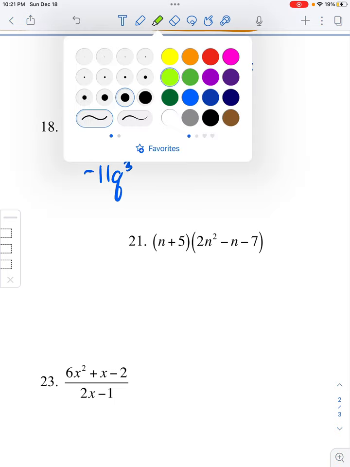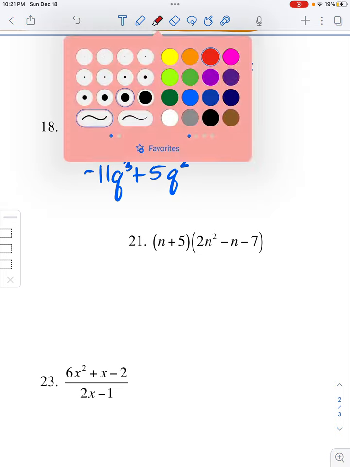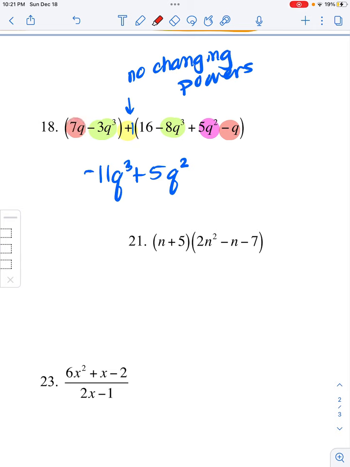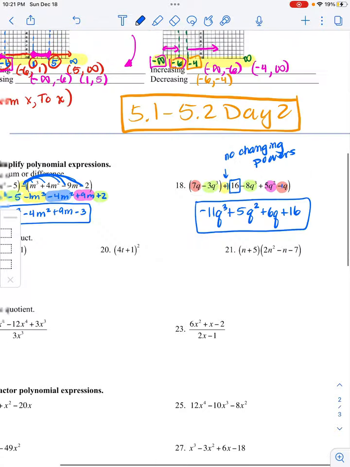Next power down should be to the second. So I find any q to the seconds, and it looks like I just have that 5q to the second. Nothing combines with that. Then I go back hunting for just plain q's. There's 1 here and 1 here. So I have 7 q's minus 1 q, which is going to leave me with 6q. That is different from the answer key I'm seeing online, where she has 8. Then I'm looking at numbers, and the only number I have is the 16. So then I have 16. Again, if you started with the highest power, it's already in standard form, and you don't have to worry about that at the end.